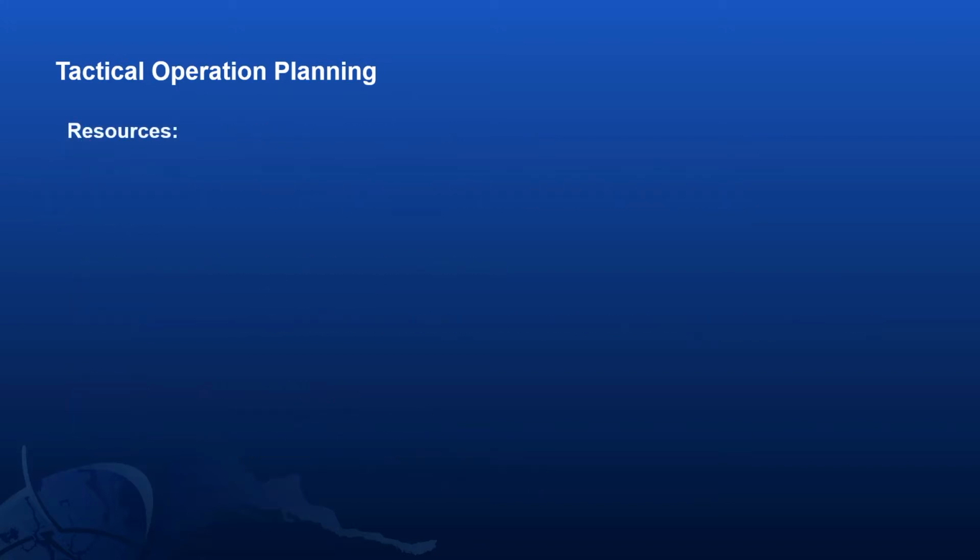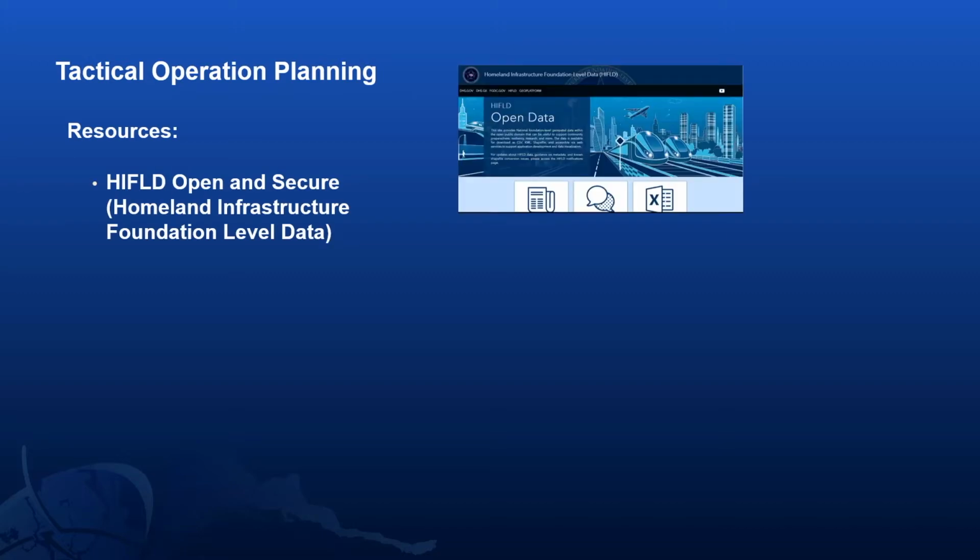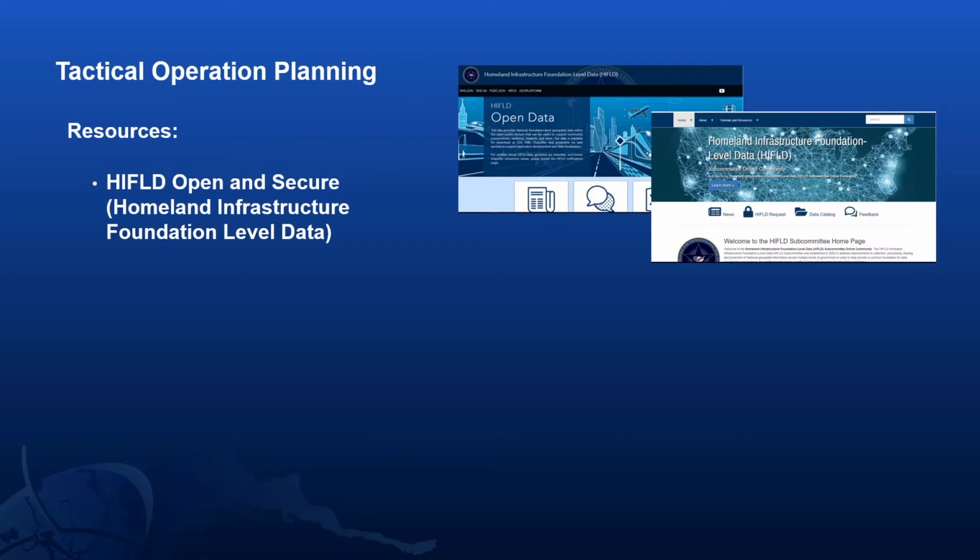Now, as we start to talk about tactical operation planning, I want to talk about some of the resources that are available to you. One resource is HIFLD, which is the Department of Homeland Security's Homeland Infrastructure Foundation-Level Data. There are two different HIFLDs. One is HIFLD Open, which is an open ArcGIS Online tool that allows you to download or bring in these web services directly into your ArcGIS Online or ArcGIS Enterprise.